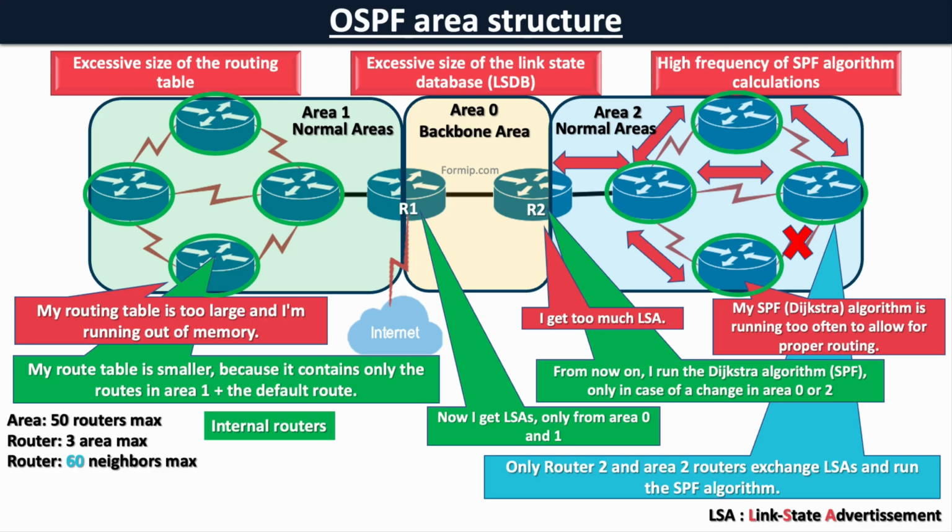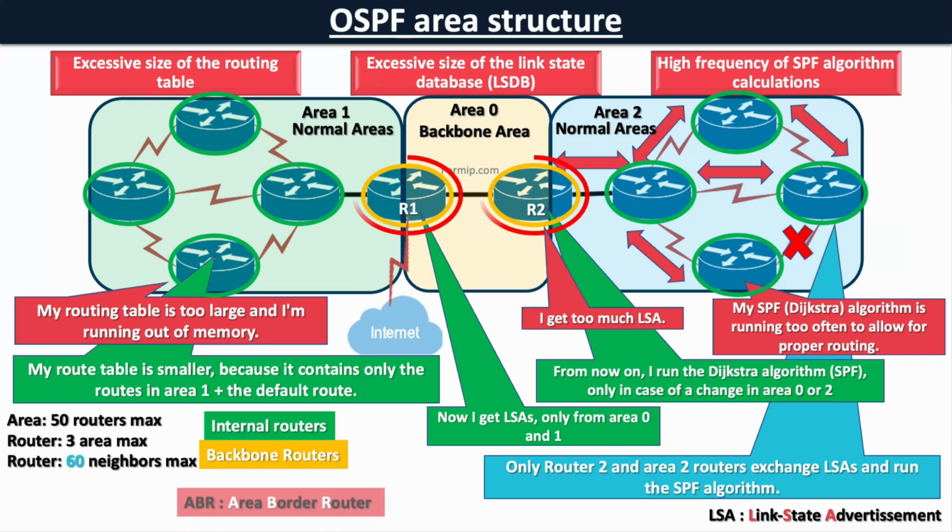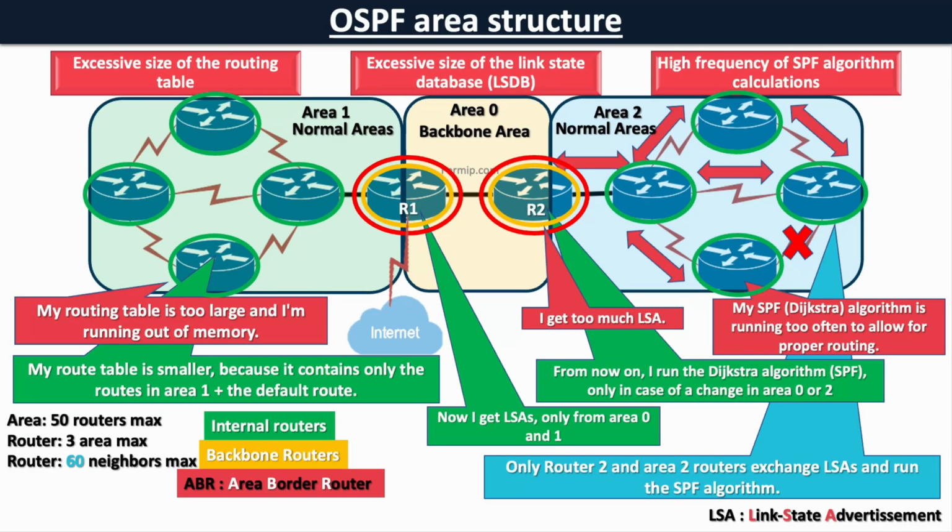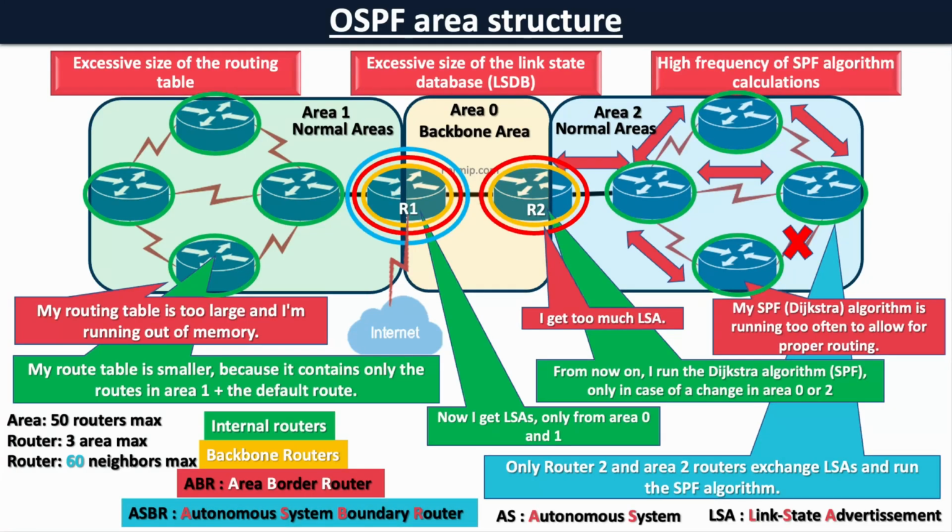We have internal routers. These are routers whose interfaces are all located in the same area. We have backbone routers, which are routers that are generally in area 0. There are ABRs, Area Border Routers. These are routers that have interfaces in different areas. And we have the ASBR, for Autonomous System Boundary Router. It is a router that has at least one interface associated with an external network. That is to say, another autonomous system, for example, a non-OSPF network.